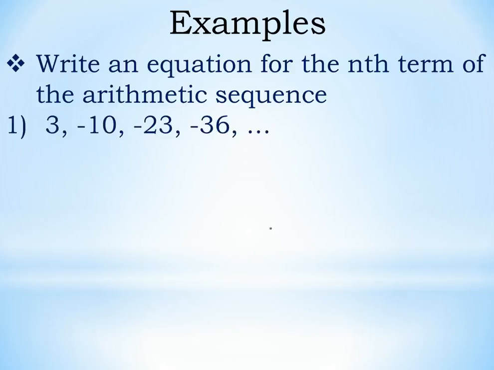Alright, this one, we have 3, negative 10, negative 23, negative 36. So I still need to identify my first term, which is 3. And now I need to find my common difference. Well, to go from 3 to negative 10, I have to subtract 13.